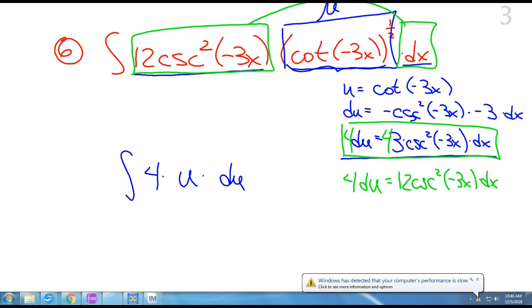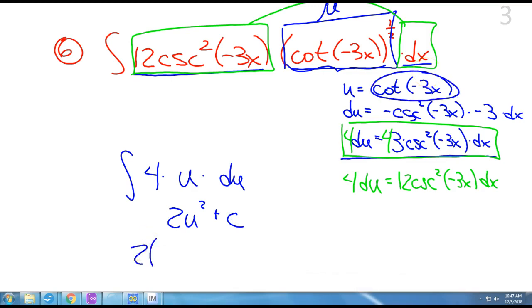So what's the integral of 4u? Add 1 to the power. What's the integral of 4x? Yeah, that's just a variable. So it's 2u squared, right? Well, what's u? Oh wait, this was to the 1/2. I forgot that. I skipped the whole 1/2 part.